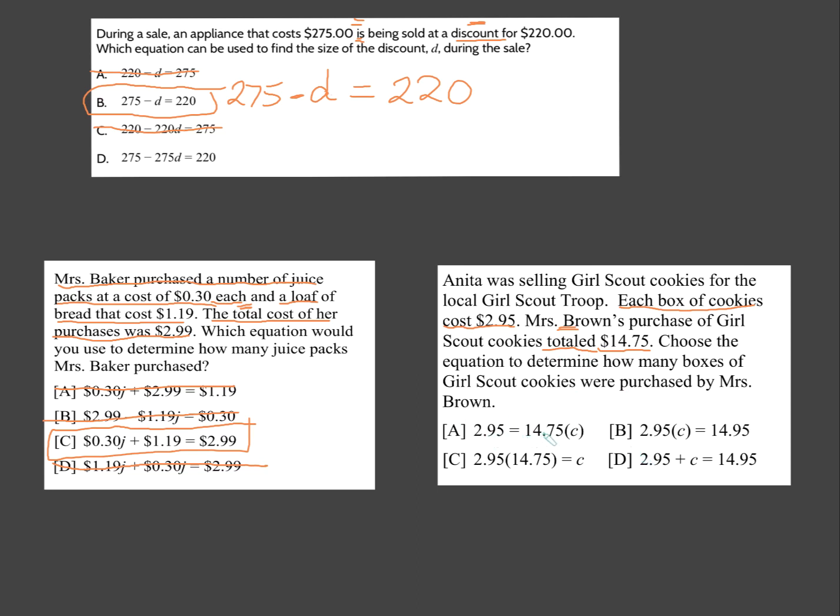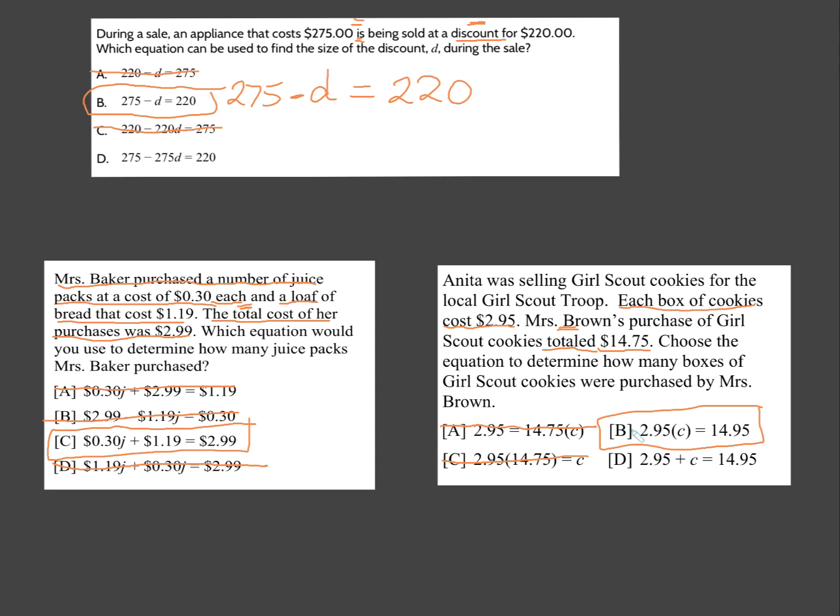Now A equals $14.75, and it's multiplied by a variable C. That is not our answer. C, on the other hand, equals C, which is the cookies. That is not our answer. B and D are the two that are equaling the total cost of the cookies, which is $14.75. Now remember, in our problem, they said that each box costs $2.95. We don't know how many boxes Mrs. Brown bought, but we know they cost $2.95 each. So our answer is B.